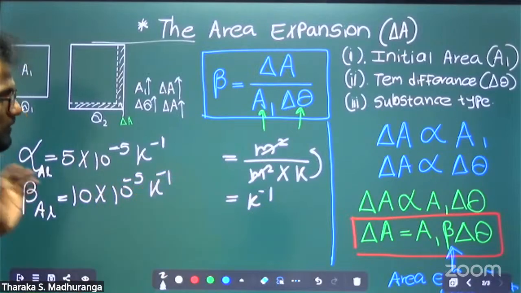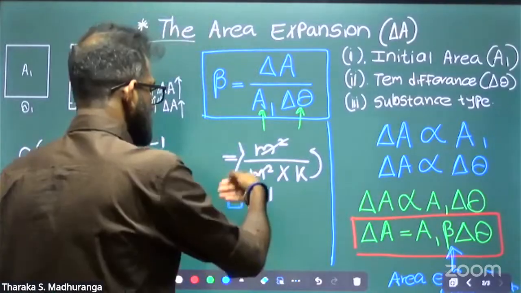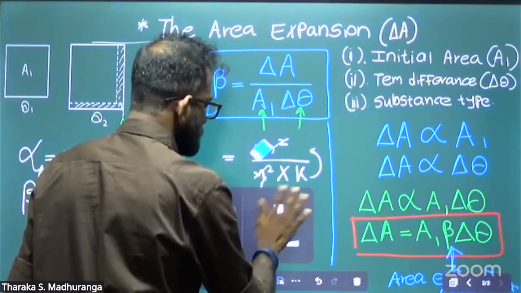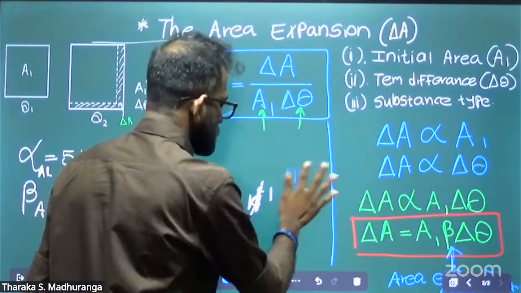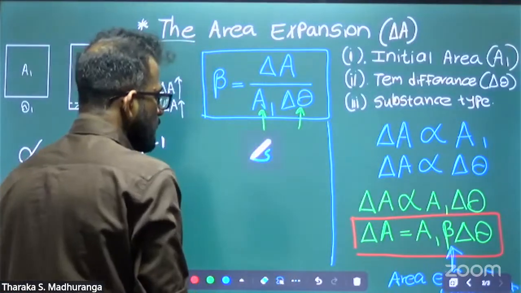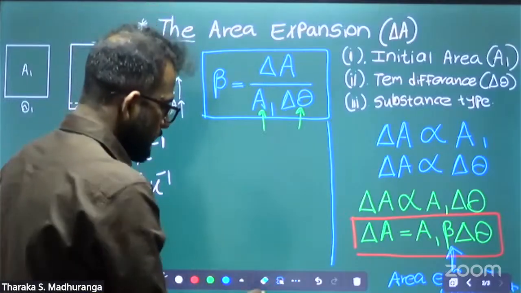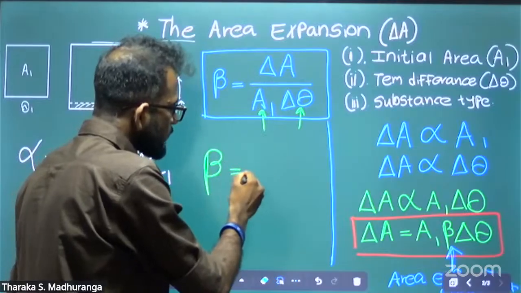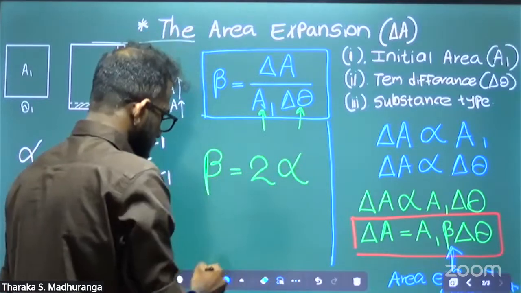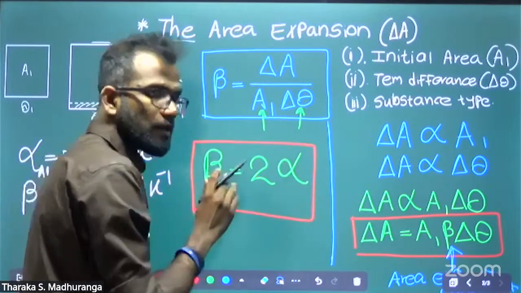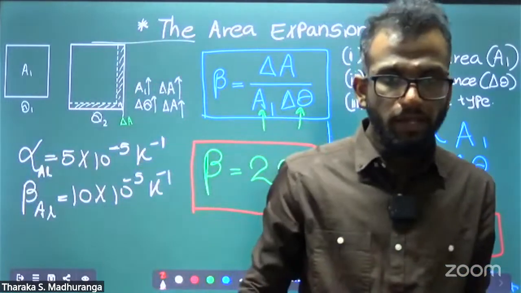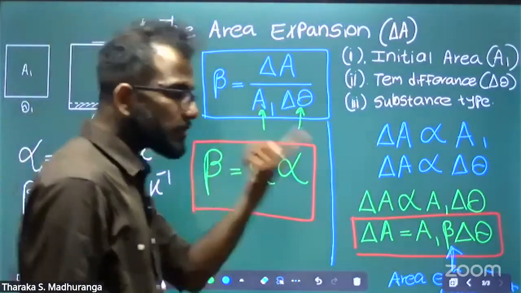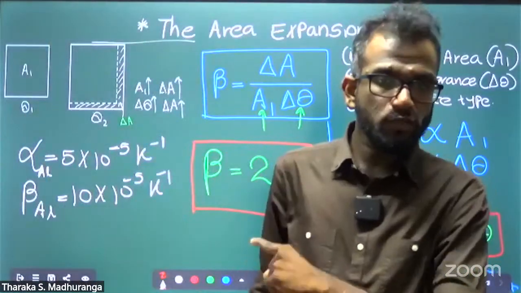Now I think you can identify a relationship. Remember very well, always the beta is equal to 2 alpha. This is the most important relationship because in any question, any exam, they do not give beta values, only alpha values. Then you need to multiply this alpha value by 2 to convert into beta.